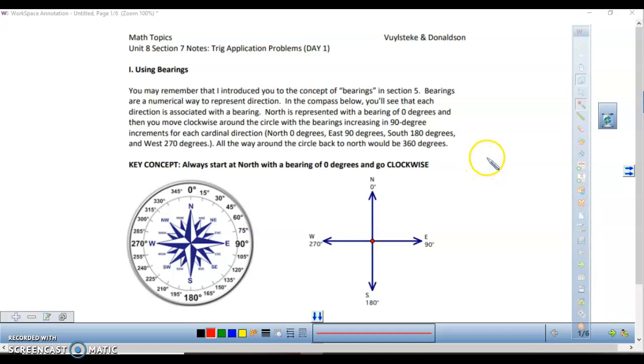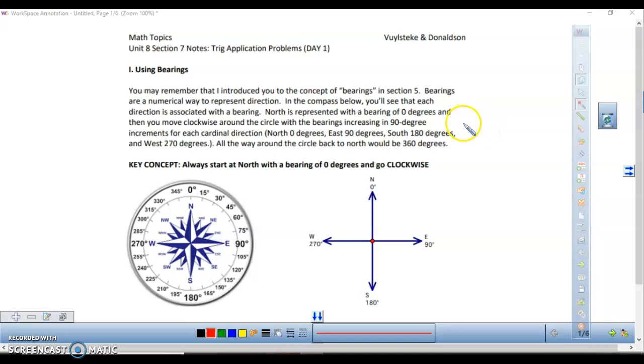Today we're going to talk about bearings. This is something we discussed in the beginning of the unit when we were talking about right triangle trigonometry. But I want to talk more in depth about it, and I try to be a little bit more explicit since I'm trying to teach you from afar, and I'm not really there to answer your questions.